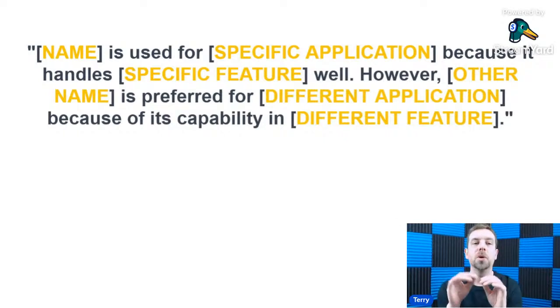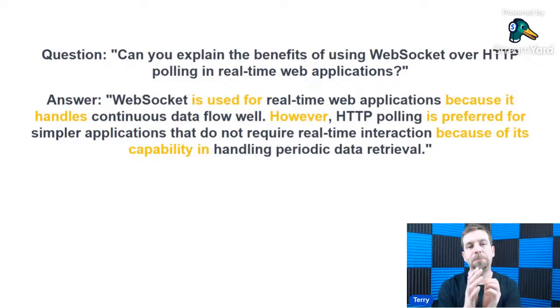Okay, so again, the words in yellow you will replace with your answers. Name is used for specific application because it handles a specific feature well. However, other name is preferred for different application because of its capability in a different feature. Now, this structure is shorter, maybe easier to work with. I think maybe the last structure was a little bit long, but anyway.